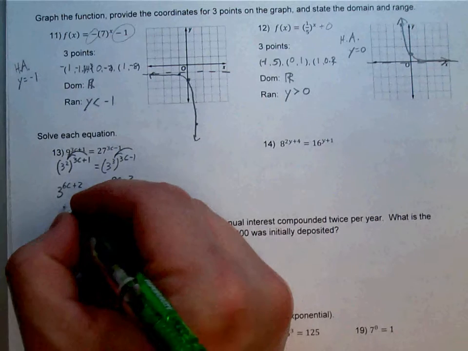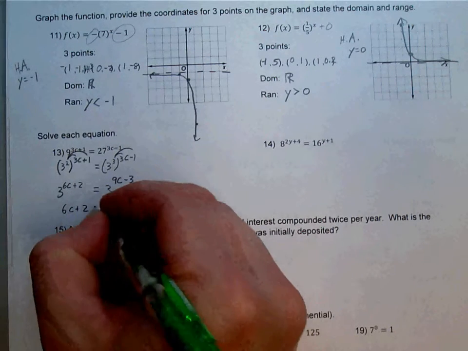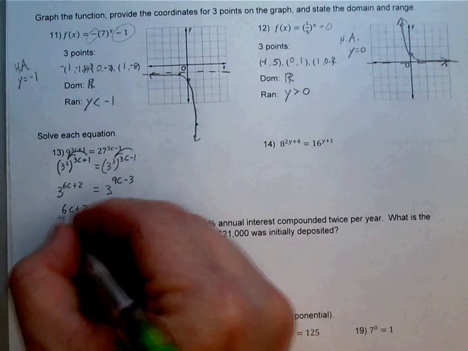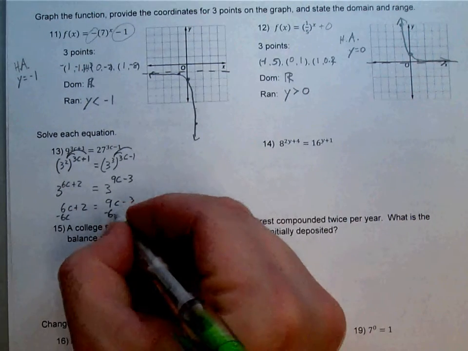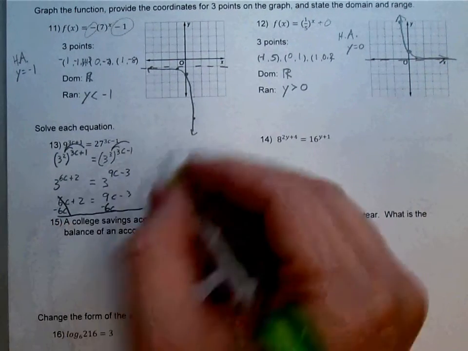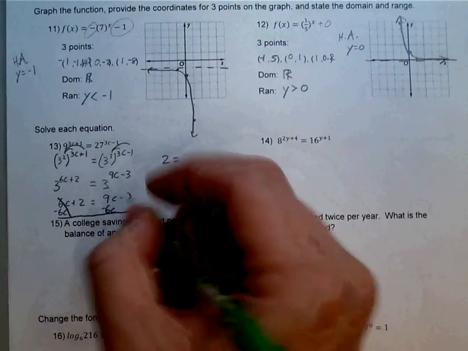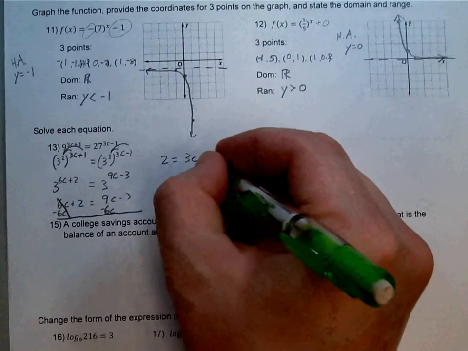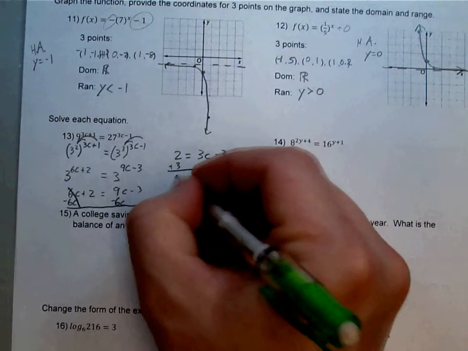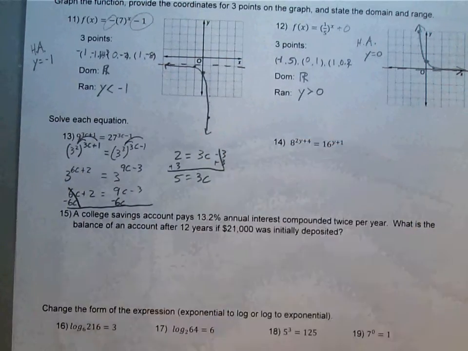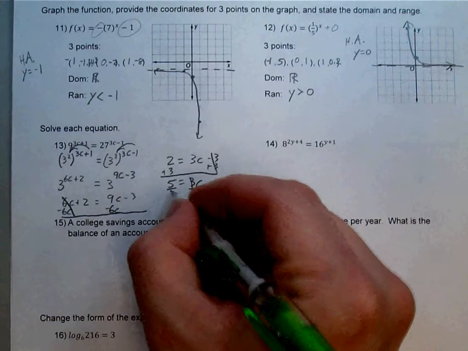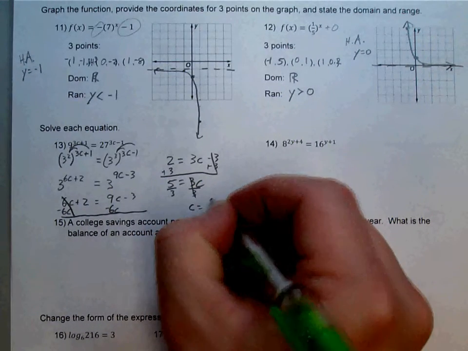And now I can set my exponents equal to each other. 6c plus 2 is equal to 9c minus 3. Subtract the 6c. I'm going to have to go over here, so 2 is equal to 3c minus 3. Add the 3 over. 5 is equal to 3c. And so divide by 3, because I want the c by itself. So c is 5/3.